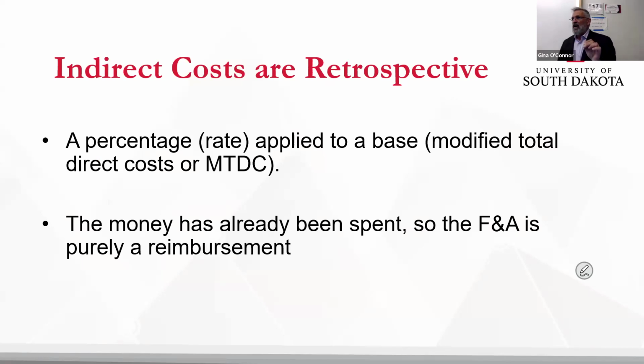Conversely, indirect costs are actually retrospective. They looked at what the university has done in the past. They're a percentage, a rate that we apply to a base. And that base we call the modified total direct cost. I'll define that in a little bit here. But for the most part, this money in facilities and administrative costs are money that has already been spent. So the F&A is purely a reimbursement to the university for costs that have already been incurred.